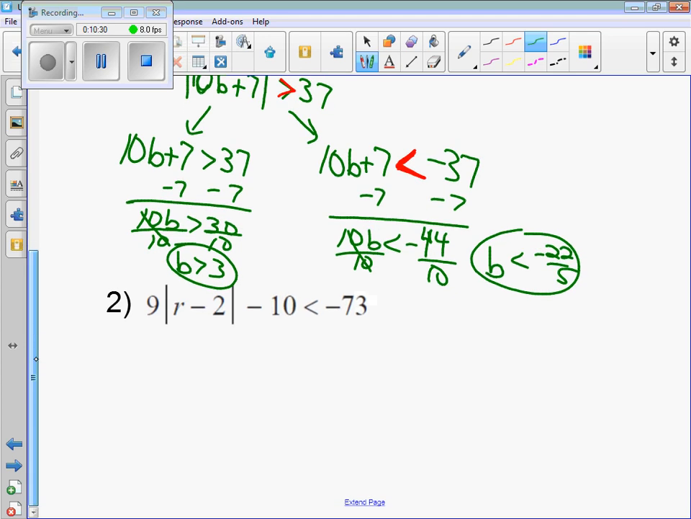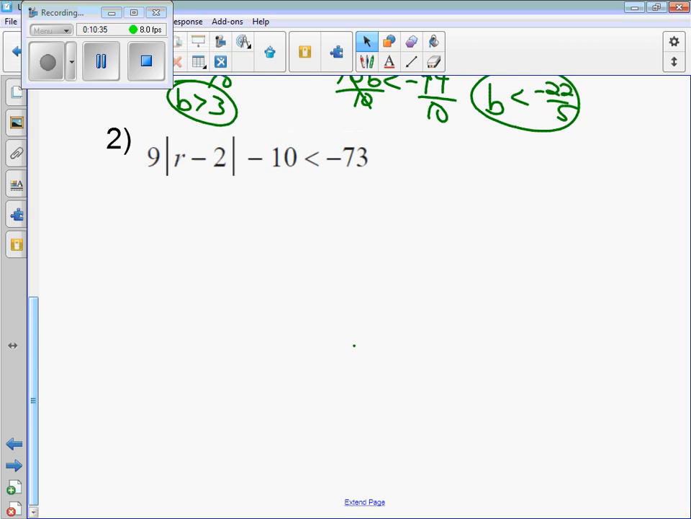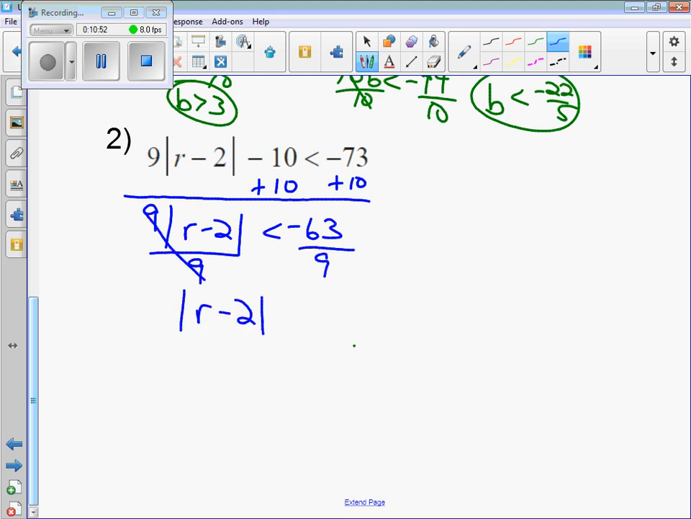So here we have the same thing, isolate. So you're going to be doing a lot of computational math. Divided by 9, divided by a positive number, so the inequality does not switch. But in this case, the absolute value is isolated here. At this point, take a look at it. The absolute value of anything is always going to be a positive number. There's no way a positive number can be less than a negative. So in this case, it's no solution.